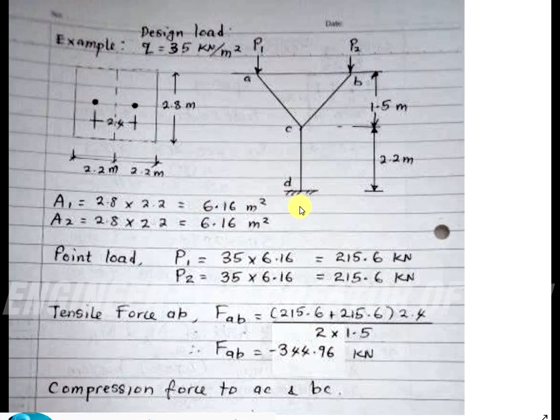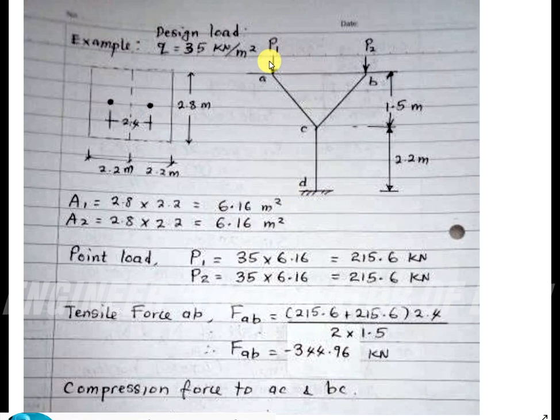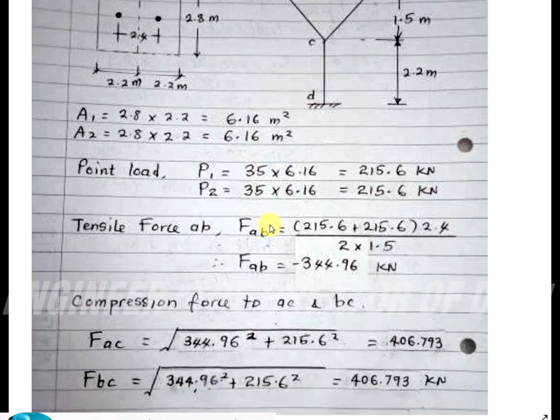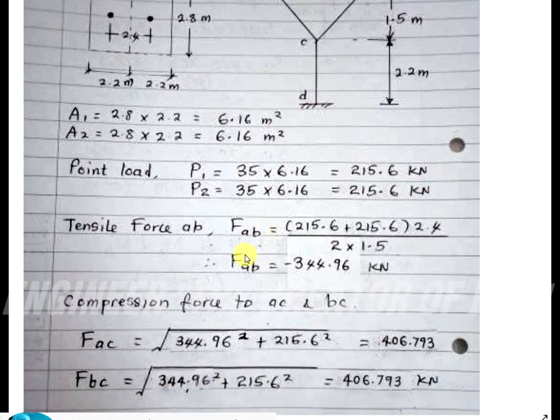Then the point load. What is the point load we have to find? As I said already, it is the total design load into area. So the total design load of 335 kilonewton per square meter into this area A1. I used the same Q, but if you check practically it will come out with different Q values. So we apply it and we get 215.6 kilonewton. And now we are in the position to check the tensile force and compressive force.